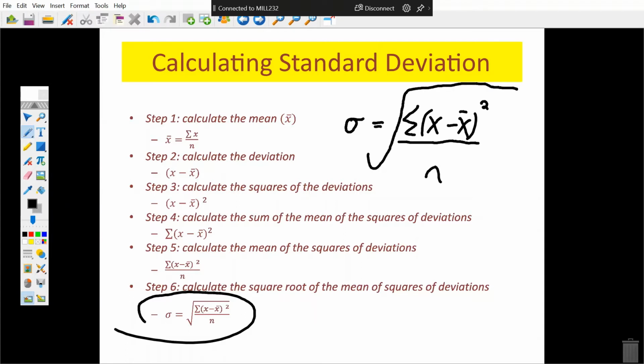So here are the steps to calculating the standard deviation. And we're going to do a couple of these today. Standard deviation is this guy right here. I'll label them. This little circle here is the symbol for the standard deviation.